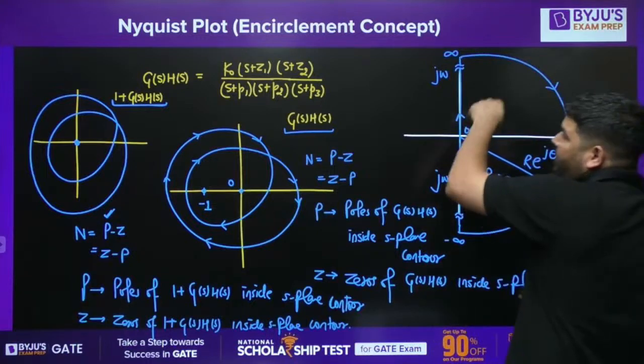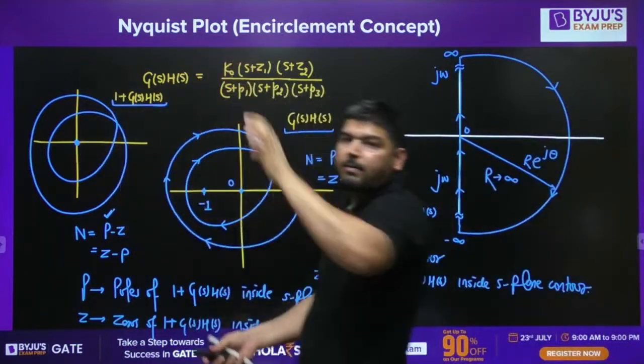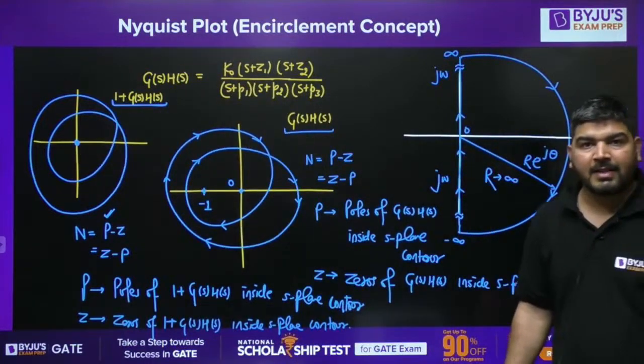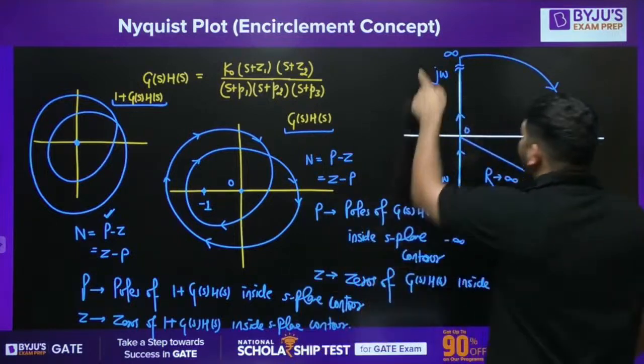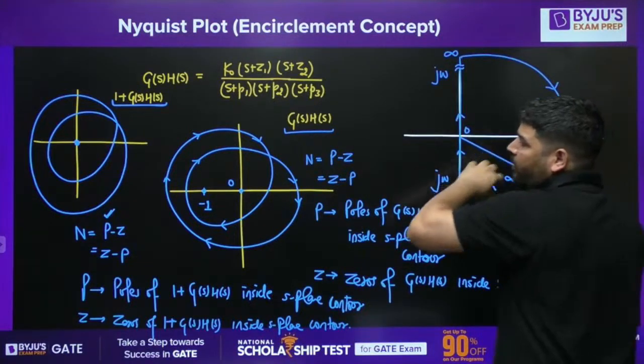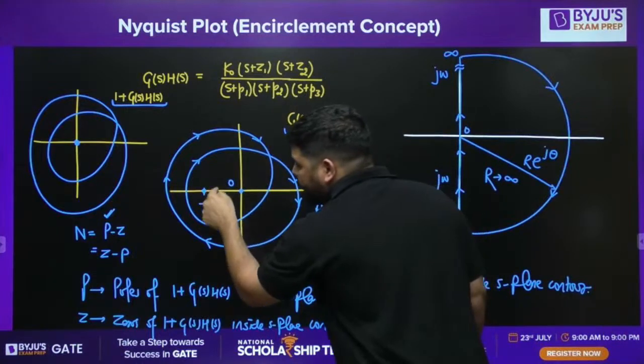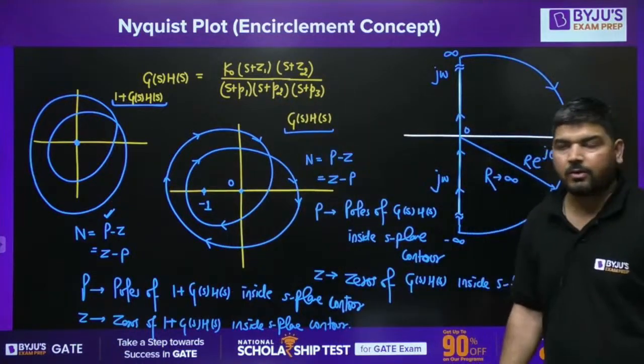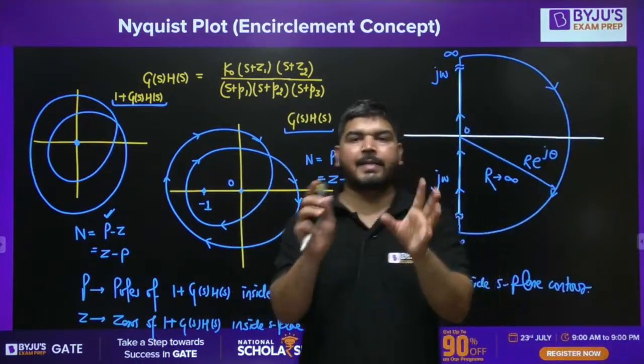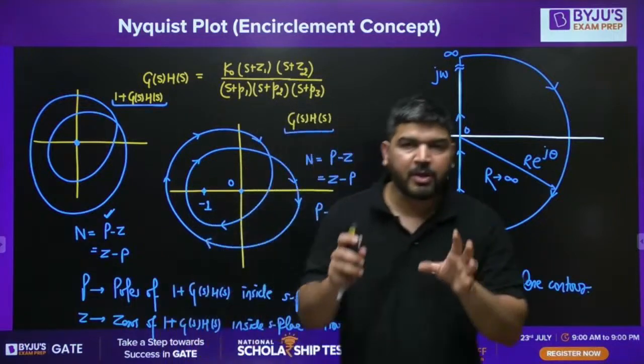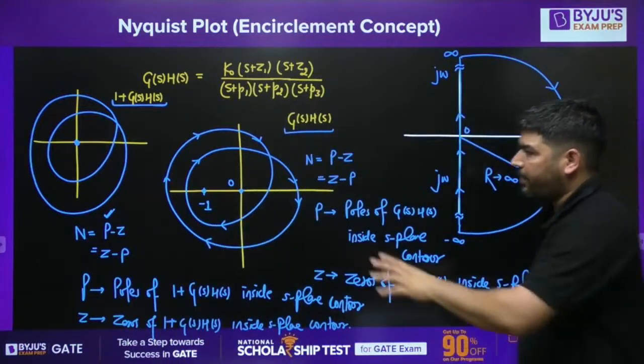You are mapping this S plane contour into 1 plus G(s)H(s) and looking at the encirclement of origin. This is the same thing as mapping this S plane contour into the G(s)H(s) plane and looking at the encirclement of -1. It is the same thing. Okay, so you have to be very clear about it.